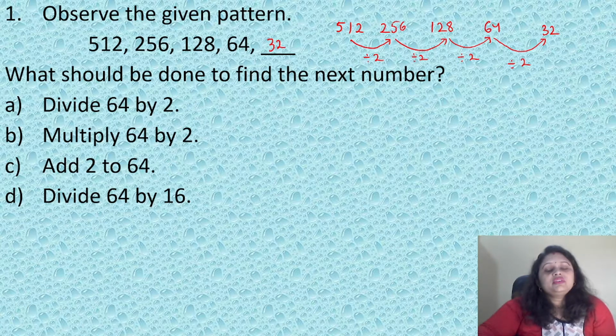But in the options the next number is not given. It is given how to get the next number. First is divide 64 by 2. I think this is the correct option. Multiply 64 by 2, no, it is not correct. Add 2 to 64, no. Divide 64 by 16, no. So the correct option is option A, divide 64 by 2. Easy question. Let's move to the next question.